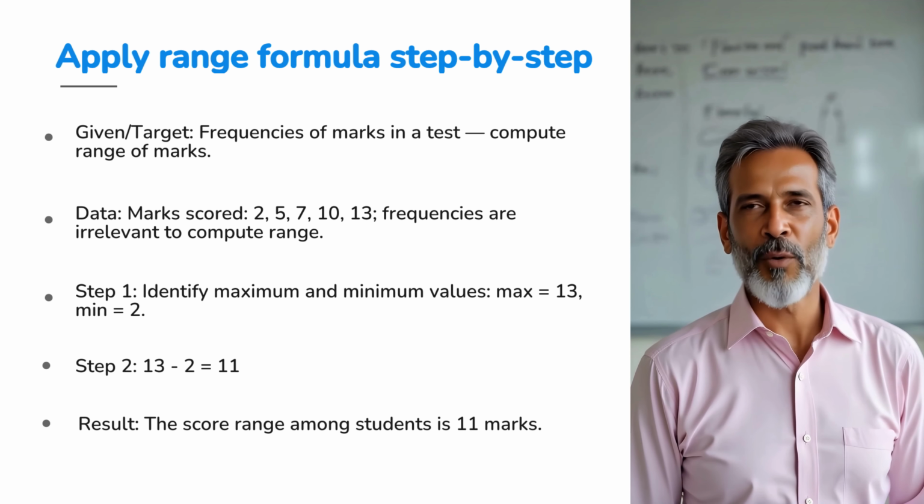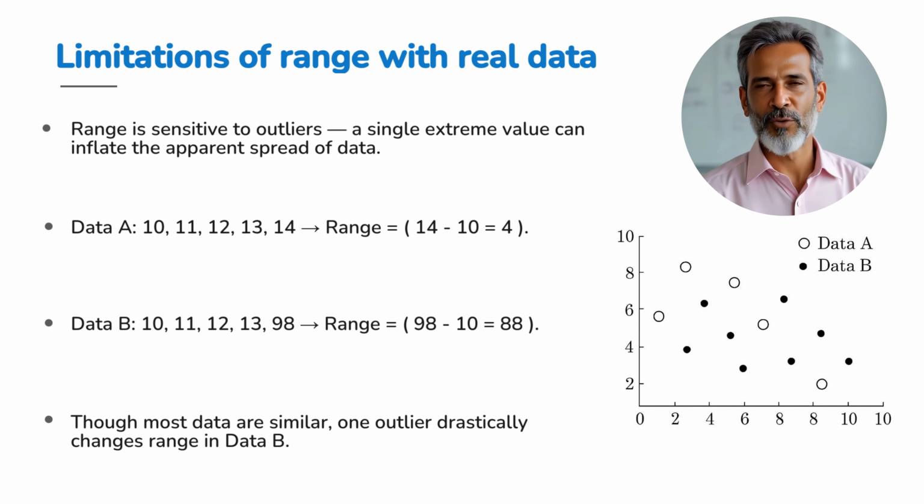Range can sometimes trick us because it is very sensitive to outliers or those unusual extreme values. Look at these two datasets. Data A is 10, 11, 12, 13, 14. Data B is 10, 11, 12, 13, 98. For data A, the range is easy. 14 minus 10 equals 4.